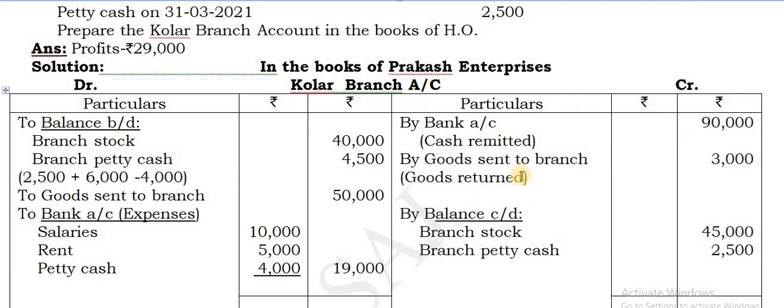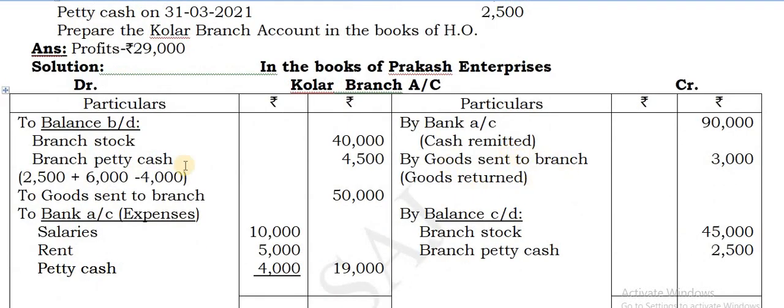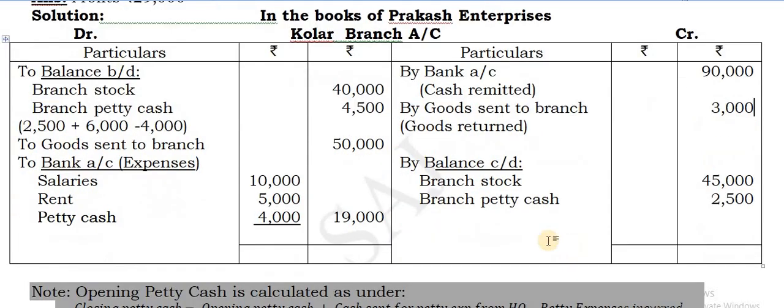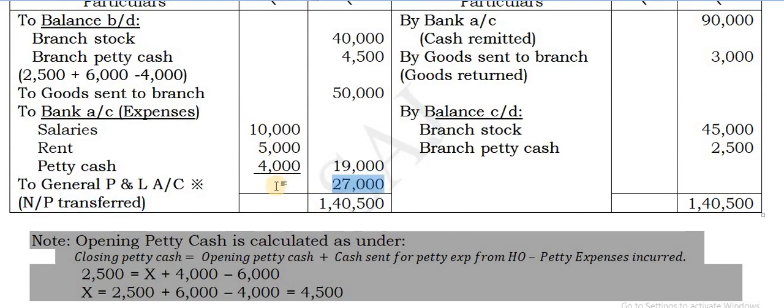Here goods sent to branch is there, this is returned, okay? This has to be taken on the credit side. Received is taken on the debit side, but returned is taken on the credit side. Okay, and closing values of stock and branch petty cash are taken. Now find the totals. So totals 1,40,500. Credit side is again more, so the difference you are getting on the debit side. Assume that is the amount.